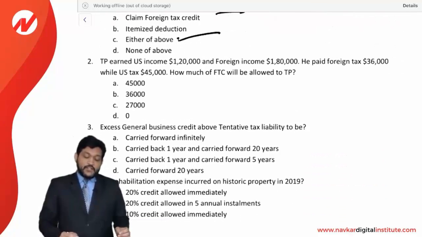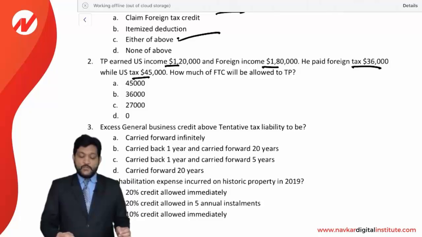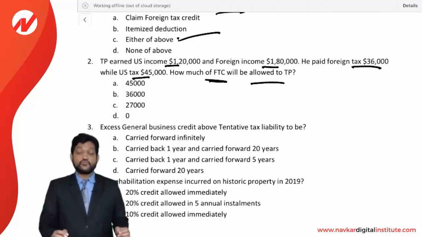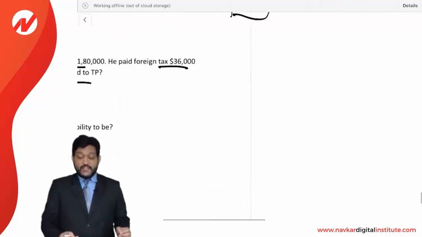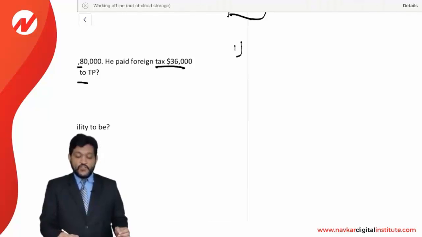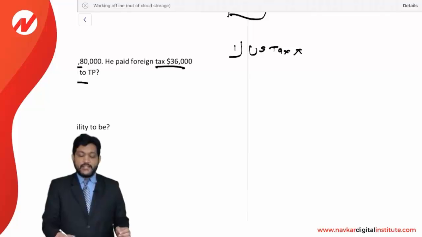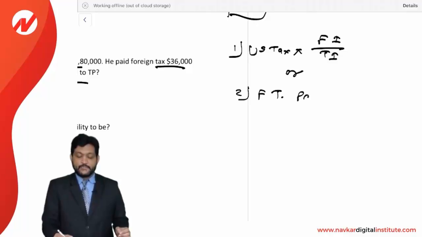Taxpayer earned a US income of 1,20,000 and foreign income of 1,80,000. He paid a foreign tax of 36,000 and US tax of 45,000. How much foreign tax credit will be allowed to the taxpayer? Okay, for the foreign tax credit, you need to use a formula. First formula: US tax into foreign income divided by total income. That is the first formula. Or the actual foreign tax paid, whichever is lower.